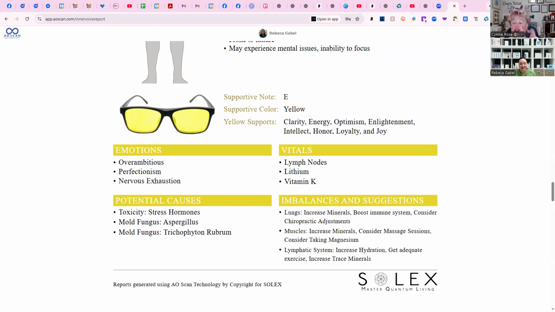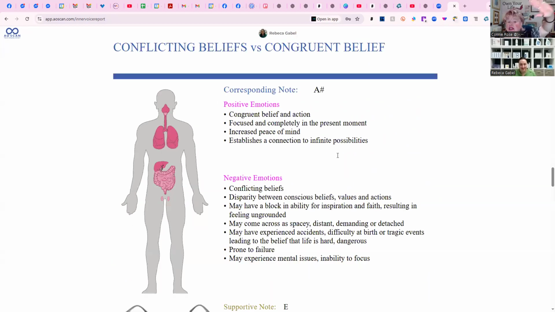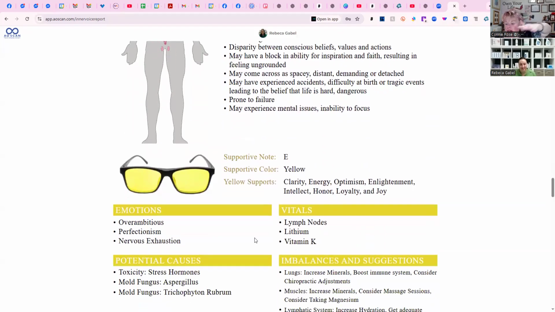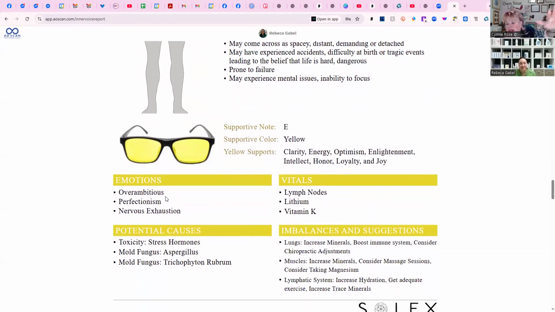And the great thing is now you have something to do about it. Now we have a tool that's not only going to address all of these issues under conflicting beliefs versus congruent beliefs. We now have a tool that's going to calm and balance those emotions. How freaking awesome is that? Yeah. That's what you want.